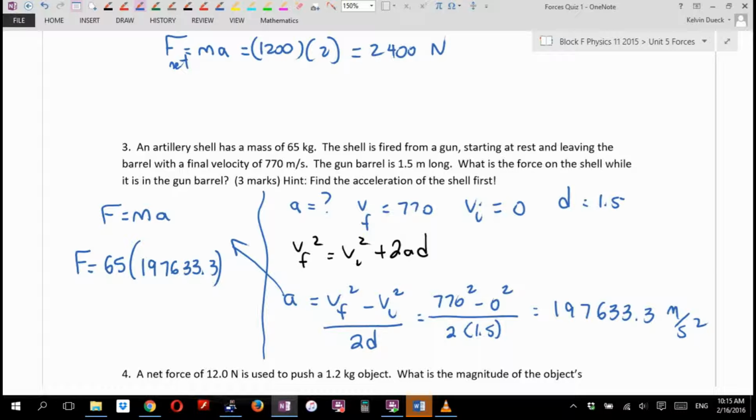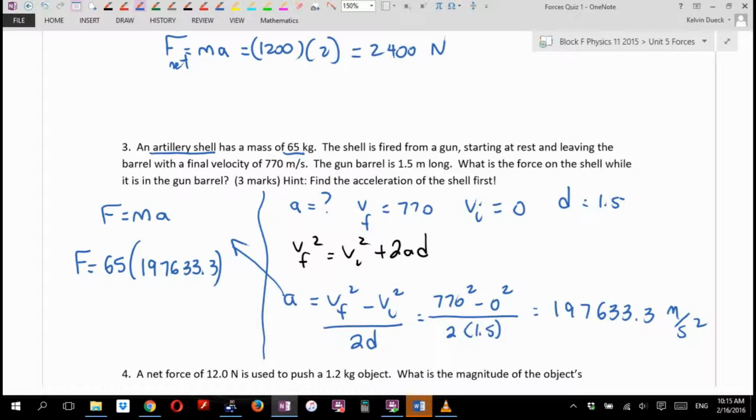197,000 per second, a bit fast? No, it's an artillery shell. Please believe it goes fast. But is it from a gun? It says it's an artillery shell, fired from a gun. Yeah, what's the weight of an artillery shell? So it's not a bullet. It's a big cannon.